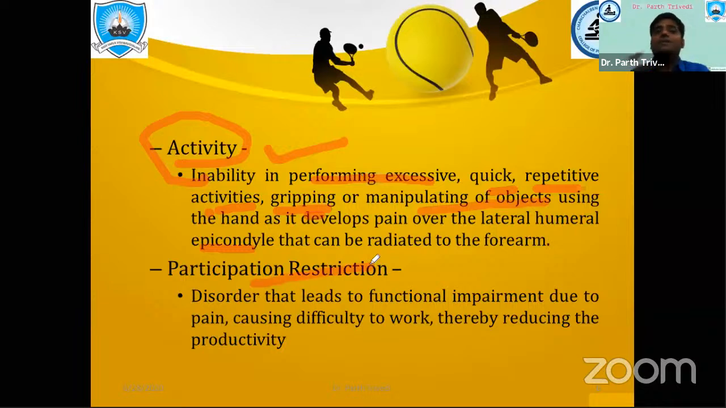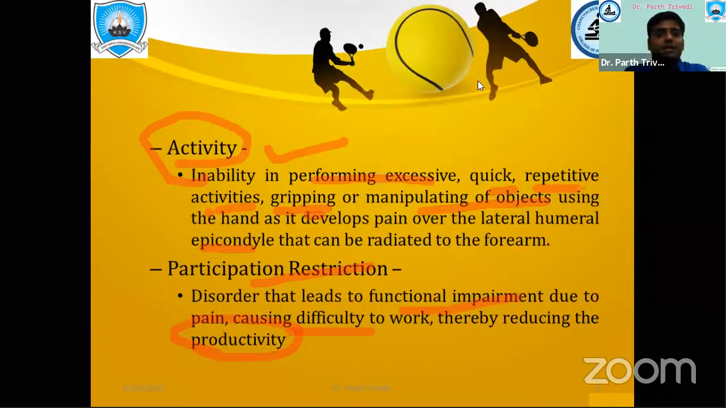And what are the participation restrictions? Once this happens, what happens to the individual? What kind of restrictions are there? It is functional impairments, like causing difficulty to work. If a person is a laborer and he is involved in nailing things, that gets affected. A mechanic using a screwdriver, yes, that participation is restricted. Sometimes holding a grocery bag is also affected. So ultimately, it reduces the productivity of an individual.